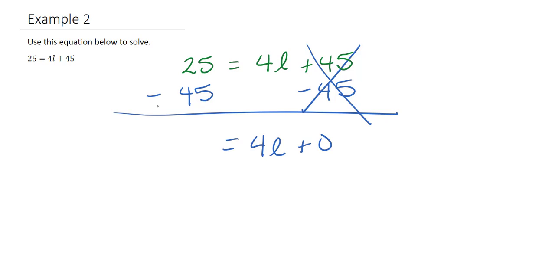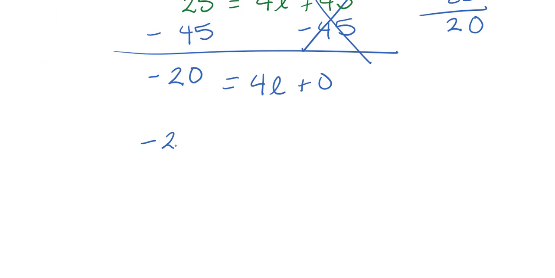So 25 minus 45. Well, if we think about it, 45 could be broken down into 25 and 20. So 25 minus 25, that's 0, but we still have a 20 negative left. So that's negative 20. Another way we could have done it is like this: 5 minus 5 is 0, 4 minus 2 is 2, but we're going to keep the negative sign. So we have negative 20 is equal to 4L.